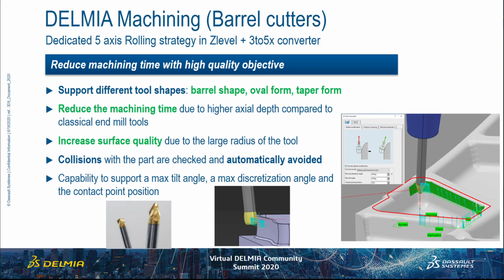The next one here is the support for barrel cutters. So we are now able to support barrel shape, oval form, taper form type of cutters, as you can see here. With these types of cutters, you can reduce your machining time and increase your surface quality because of the higher axial depth you can achieve with this, and also for the higher radius that you have on the flank of this tool, you get a better quality of surfaces.